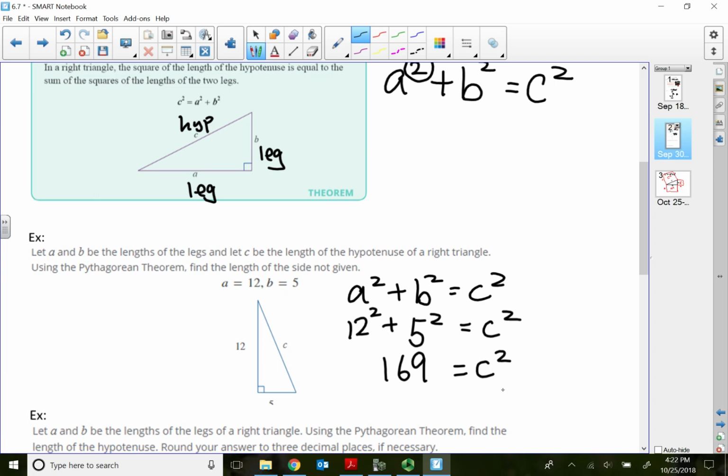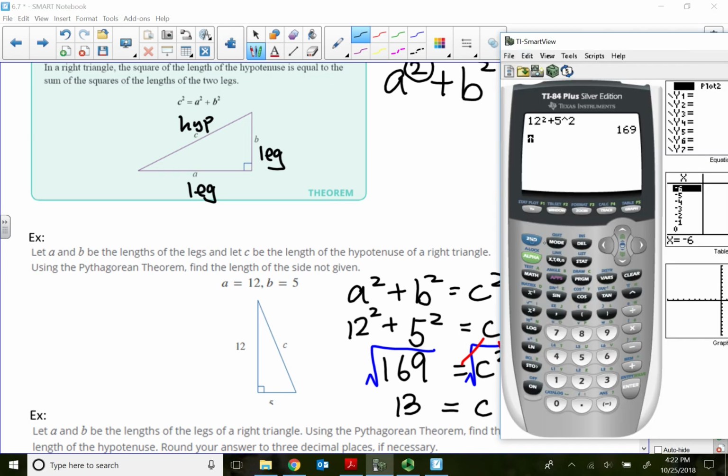So to get my side C by itself, I have to use its opposite operation, which means I have to take a square root on both sides. When the square and square root cancel out, I get side C is equal to 13. The square root of 169 is 13.